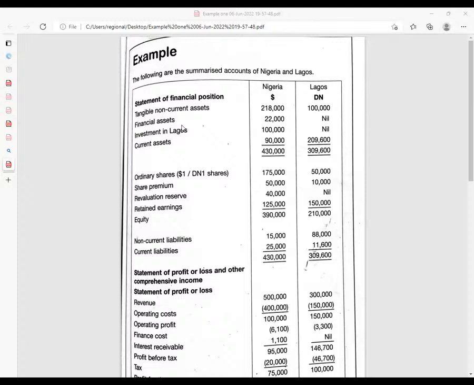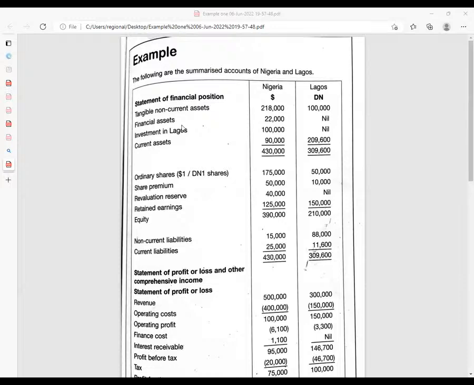Tangible non-current assets, right? We have financial assets there. The third thing there is investment in Lagos. There is no way we shall have an investment in Lagos. Lagos is our subsidiary. We can't really talk of us investing in ourselves. Investment in Lagos will be replaced with what we call goodwill.